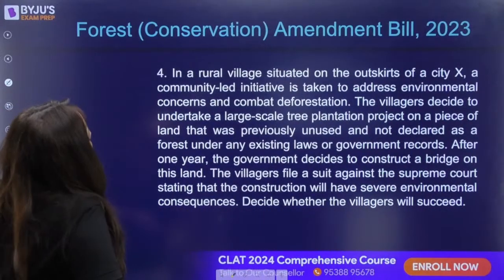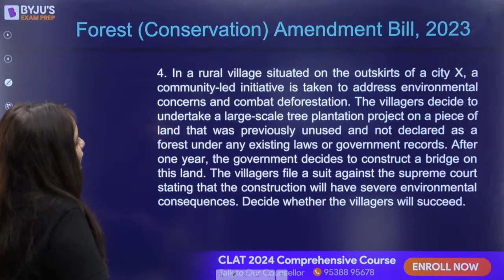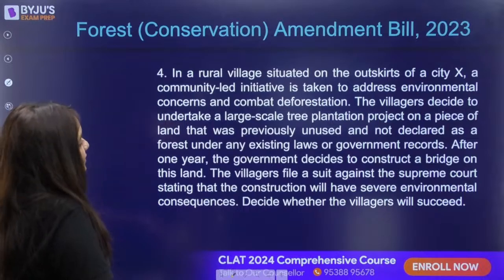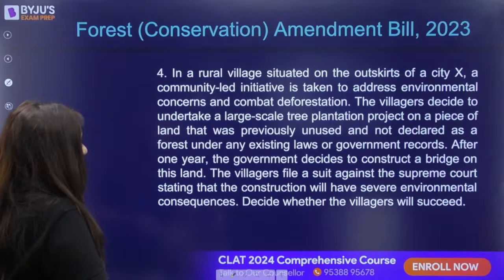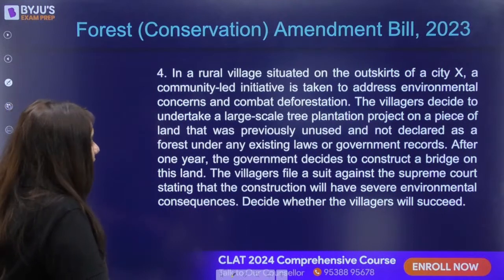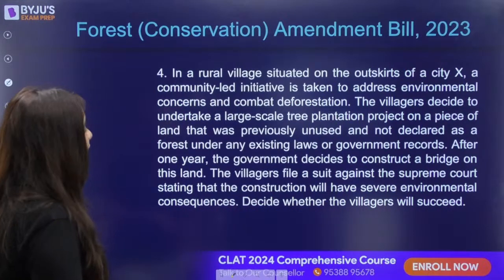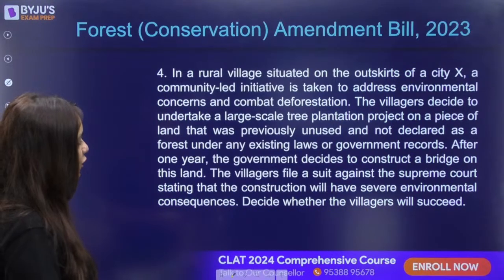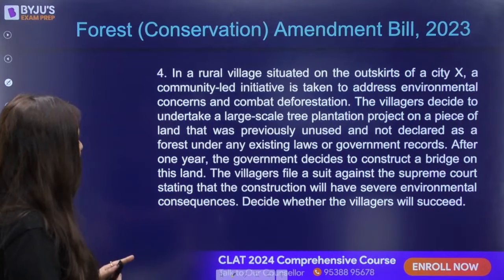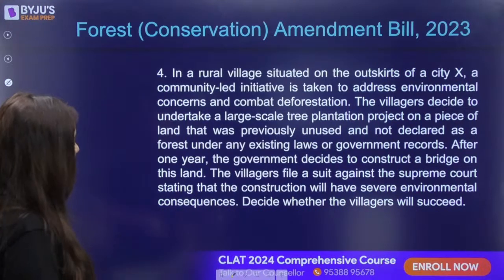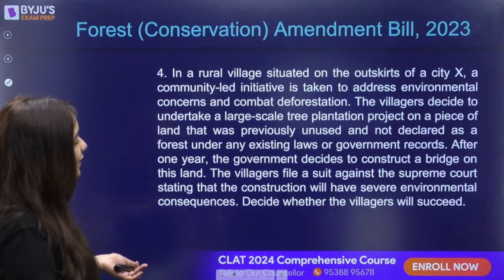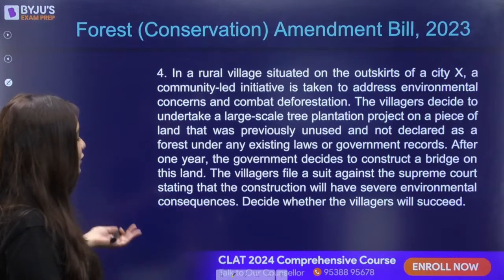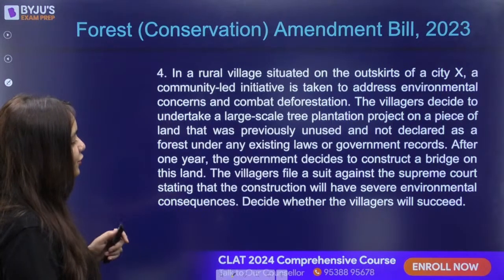Question number 4. In a rural village situated on the outskirts of a city X, a community-led initiative is taken to address environmental concerns and combat deforestation. The villagers decide to undertake a large-scale tea plantation project on a piece of land that was previously unused and not declared as a forest under any existing laws or government records. After 1 year, the government decides to construct a bridge on this land. The villagers file a suit in the Supreme Court stating that the construction will have severe environmental consequences. Decide whether the villagers will succeed.